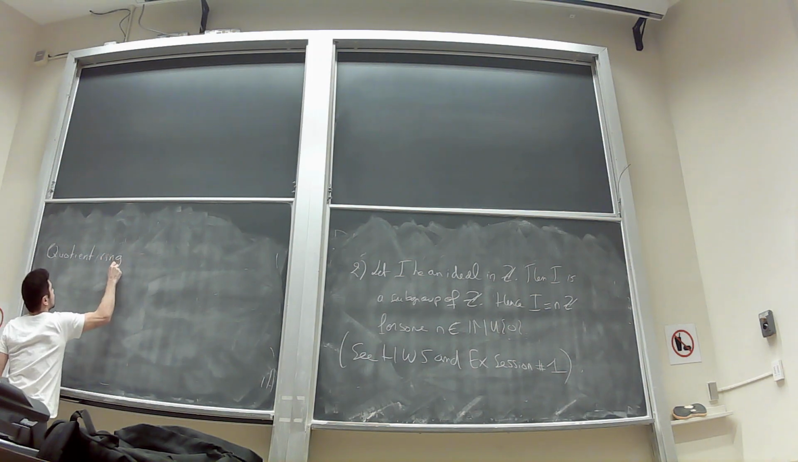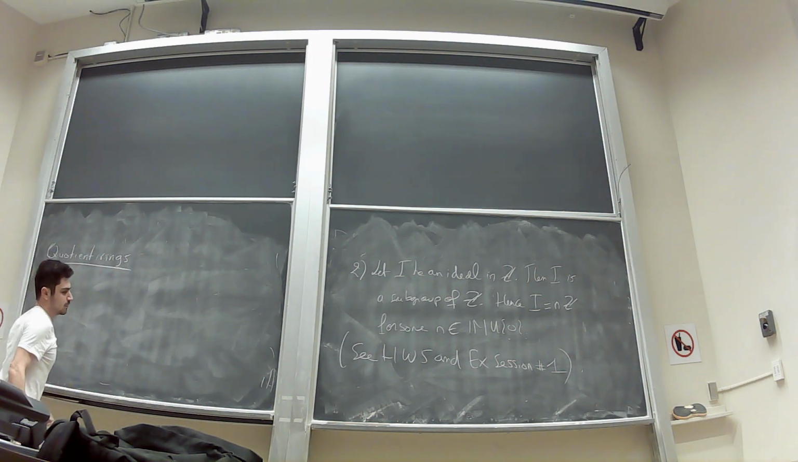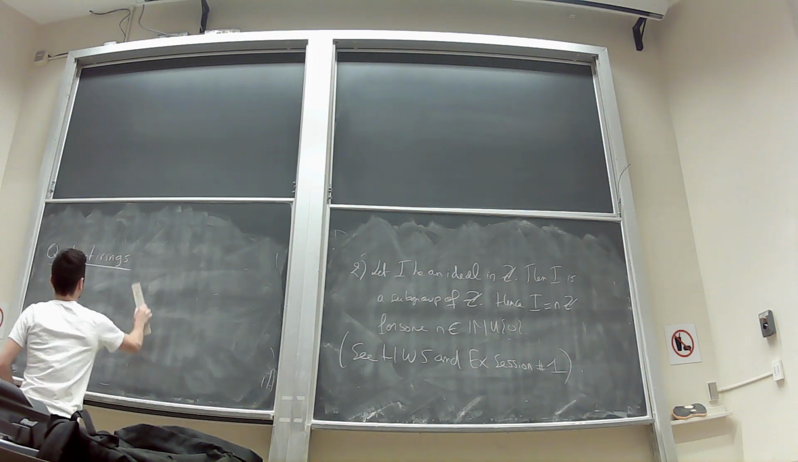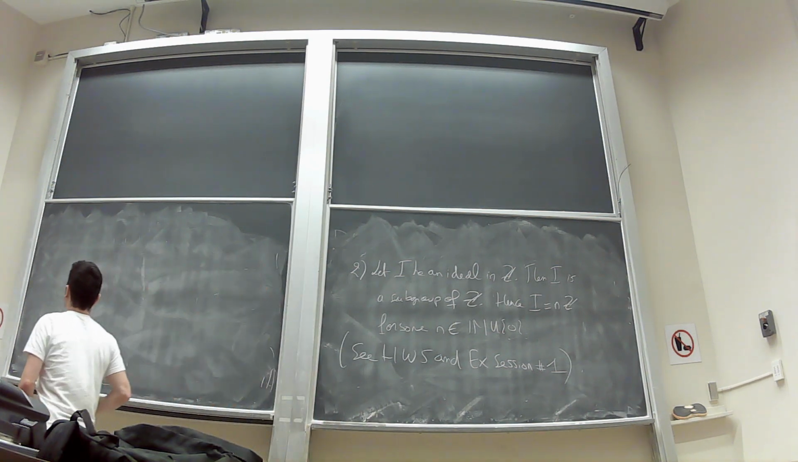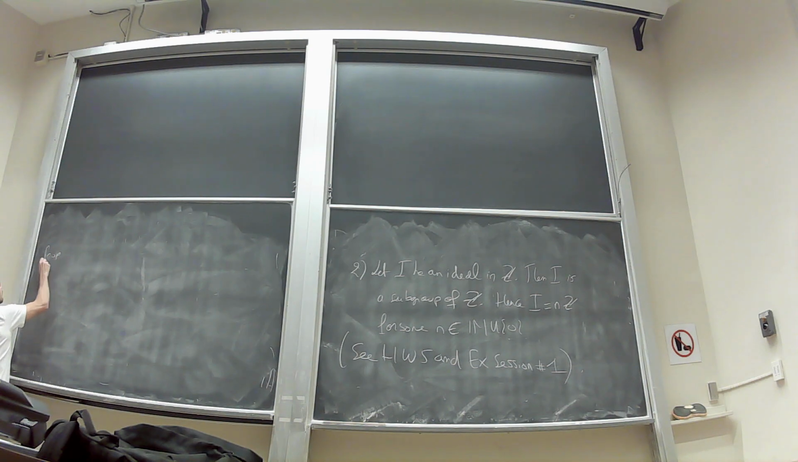Quotient rings. Oh no, let me do something first. I want to do something first. Okay? Let R be a commutative ring. This is an important theorem, very important theorem.